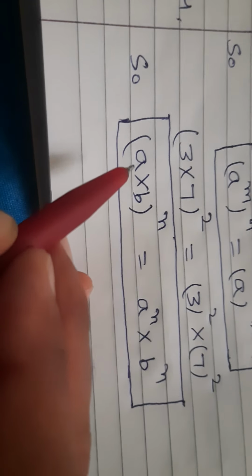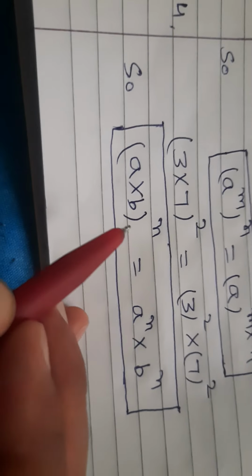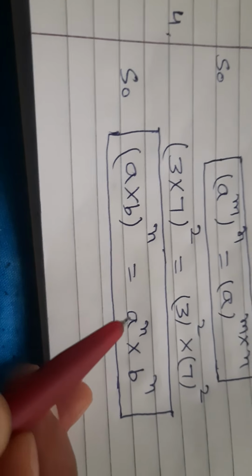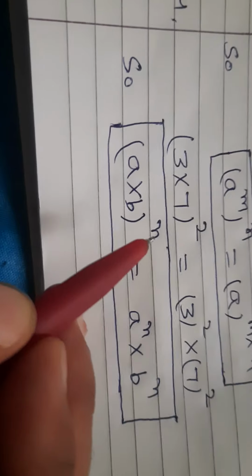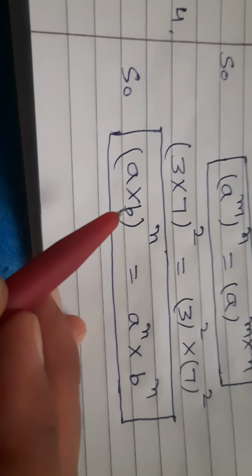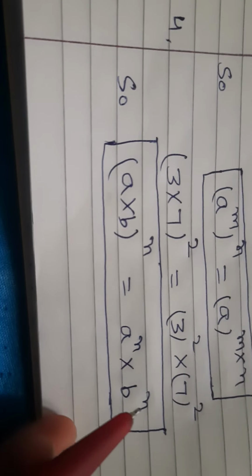So the rule will be a multiplied by b, whole raised to the power n, is equal to a raised to the power n multiplied by b raised to the power n.